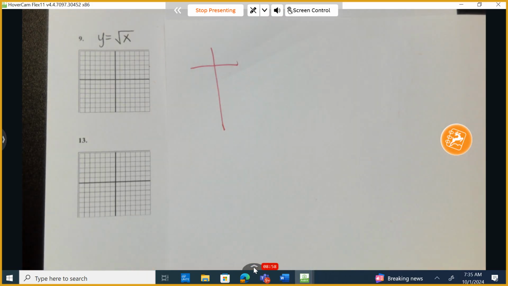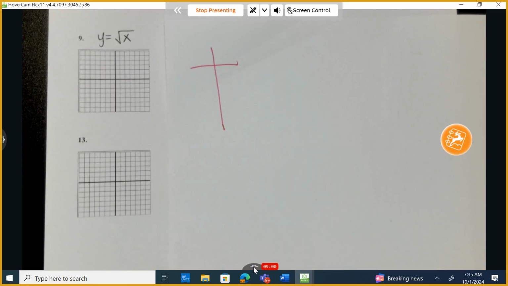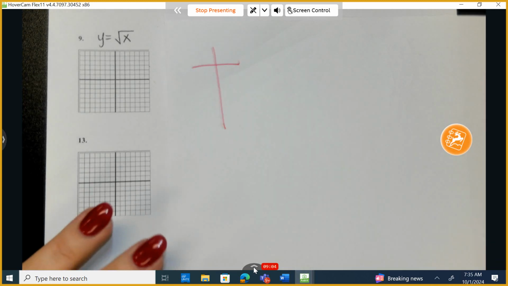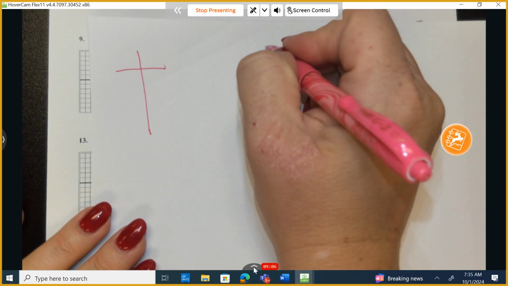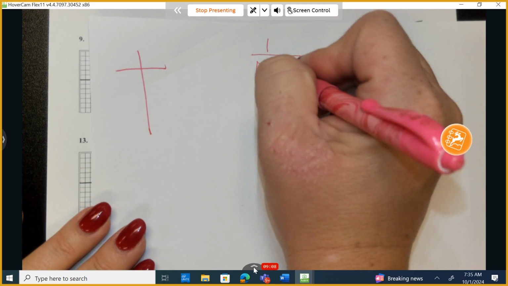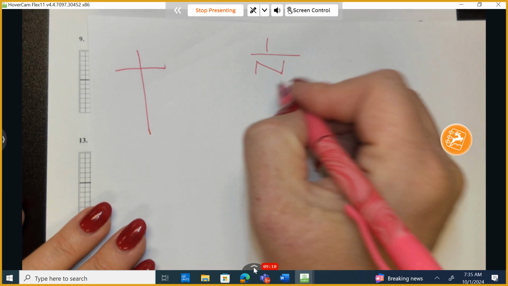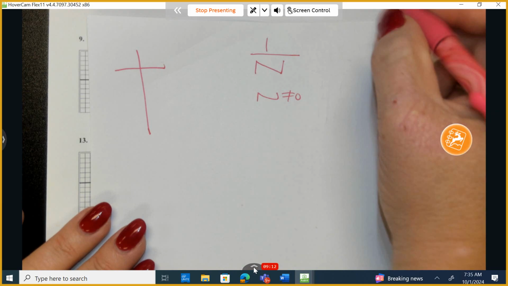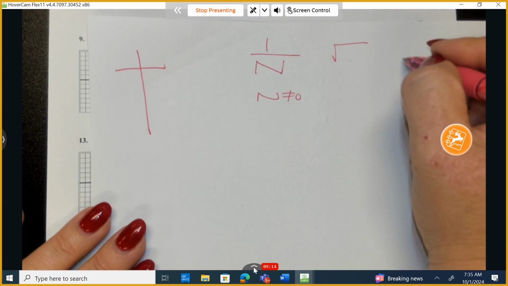Now let's go back to what we remember learning about domains. So remember, we had a couple different things we have to remember with domains. First one is if we have a variable in the denominator, remember the denominator can never equal 0. The second involved radicals.